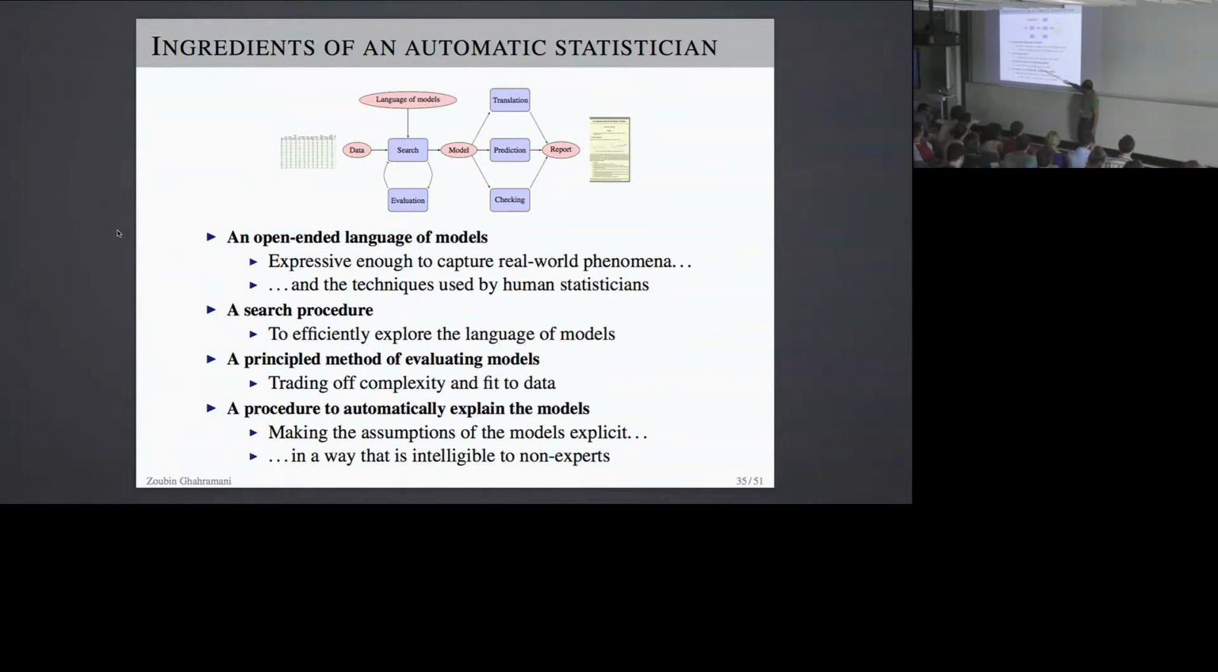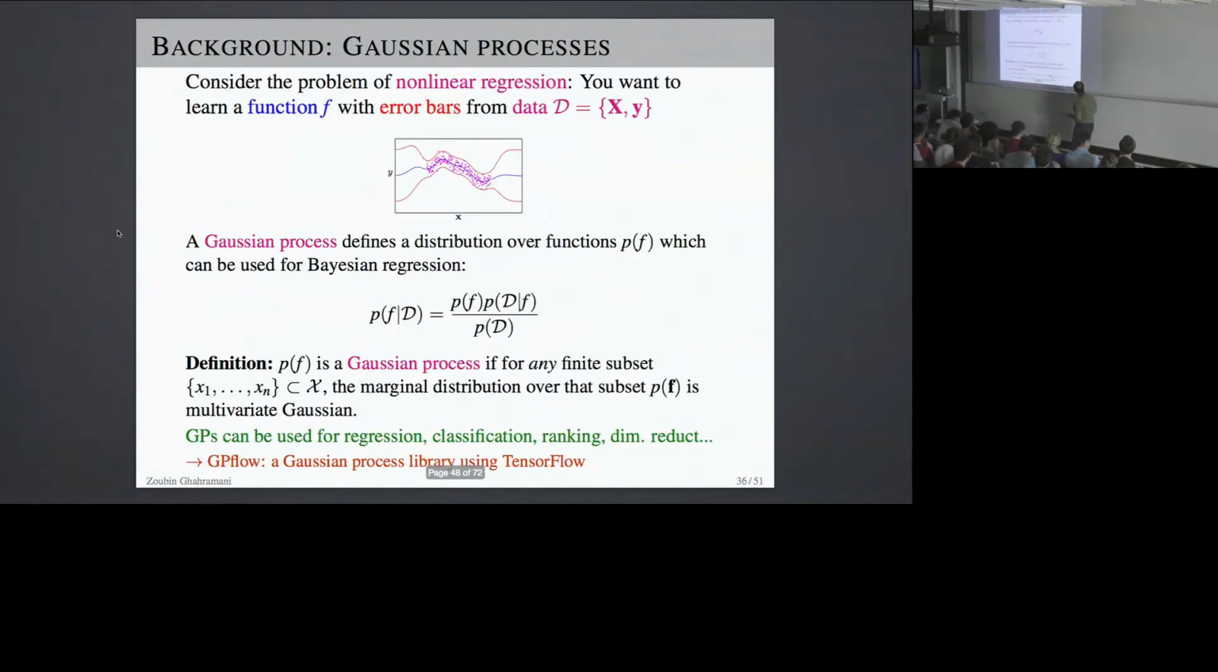What we're going to do instead of something like cross-validation is use Bayesian Occam's razor, the marginal likelihood, as a way of evaluating models. This trades off complexity and the fit to the data, and I'll show you that it actually works. And then the last bit is we want to be able to explain what we've done. So we need a procedure to automatically explain the models, making the assumptions of the models explicit in a way that's intelligible to a non-expert. I'll show you examples of all that.